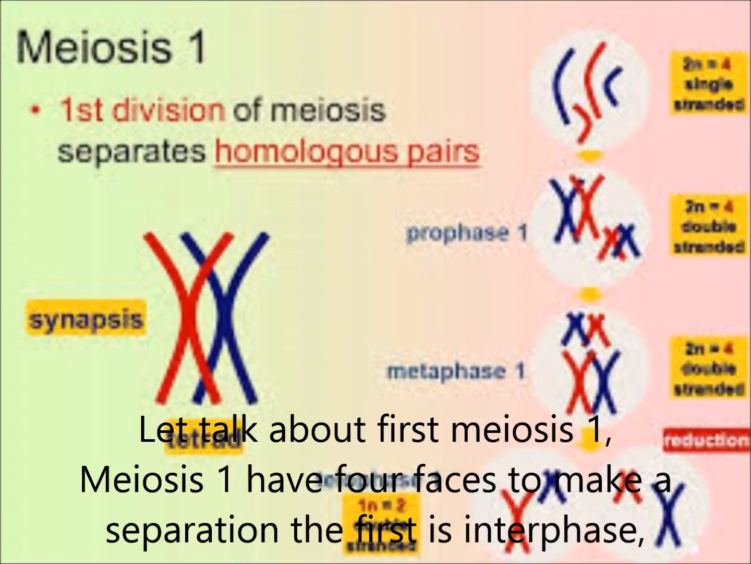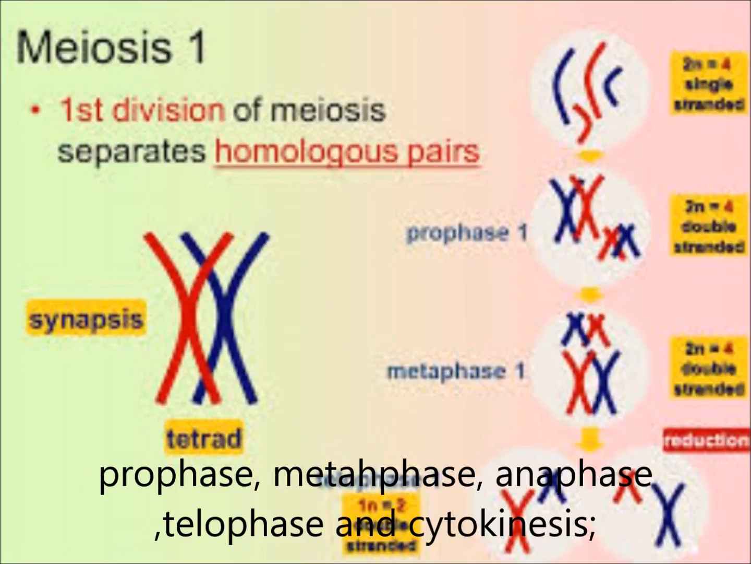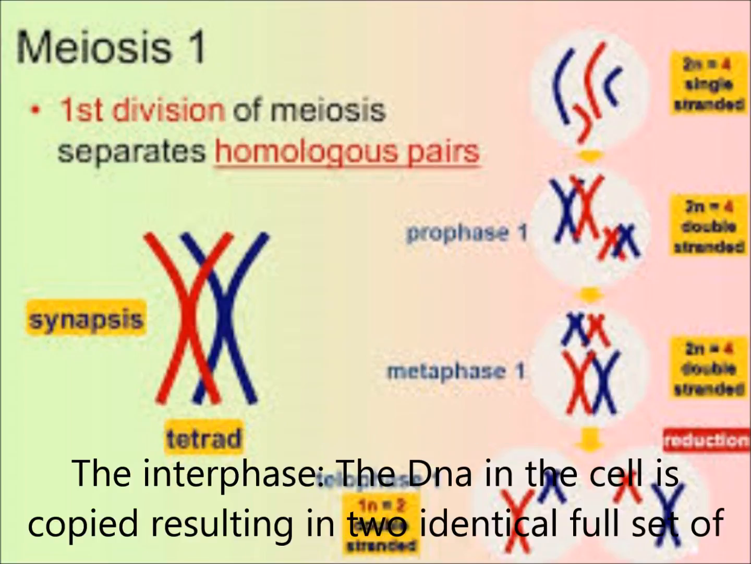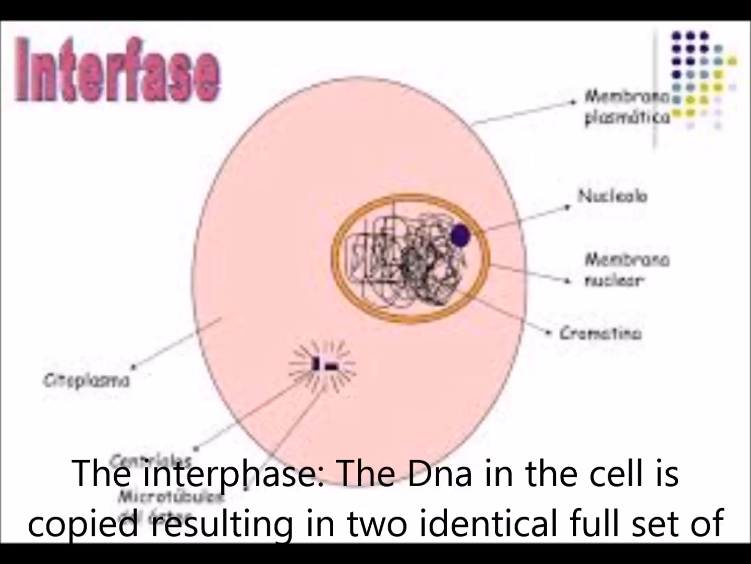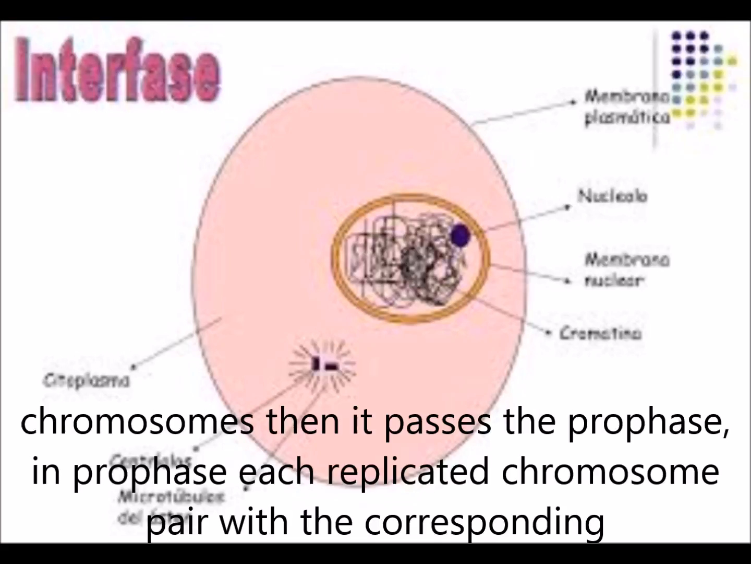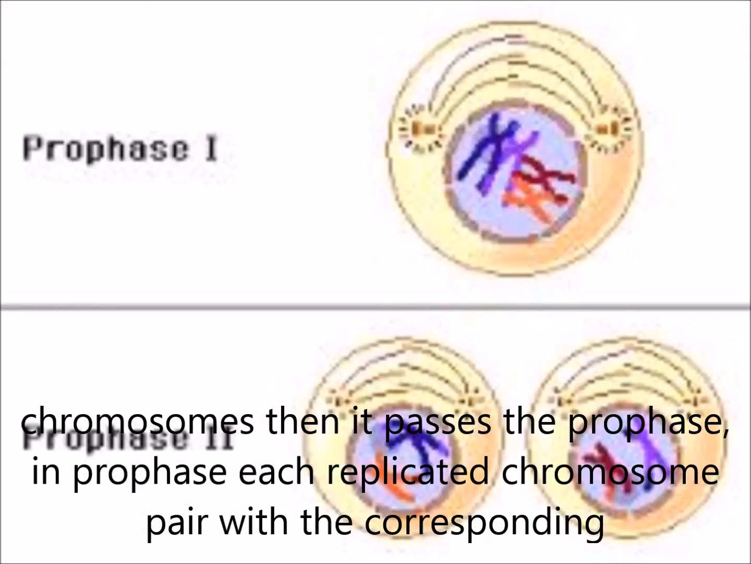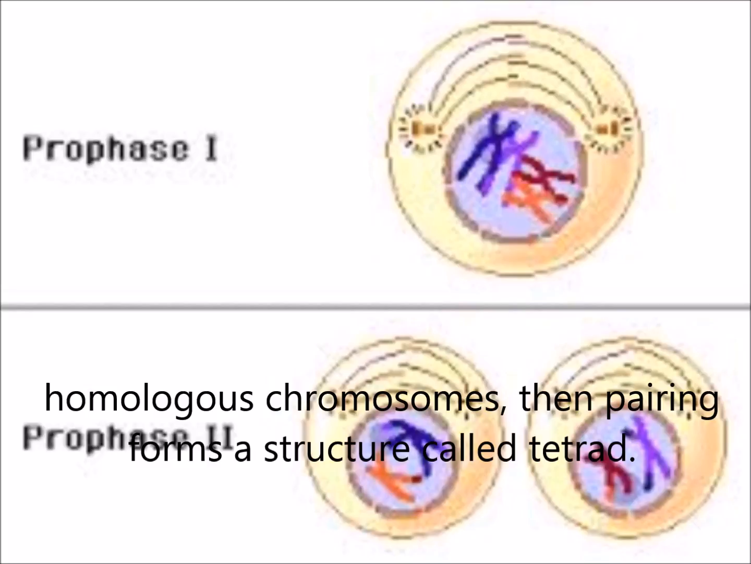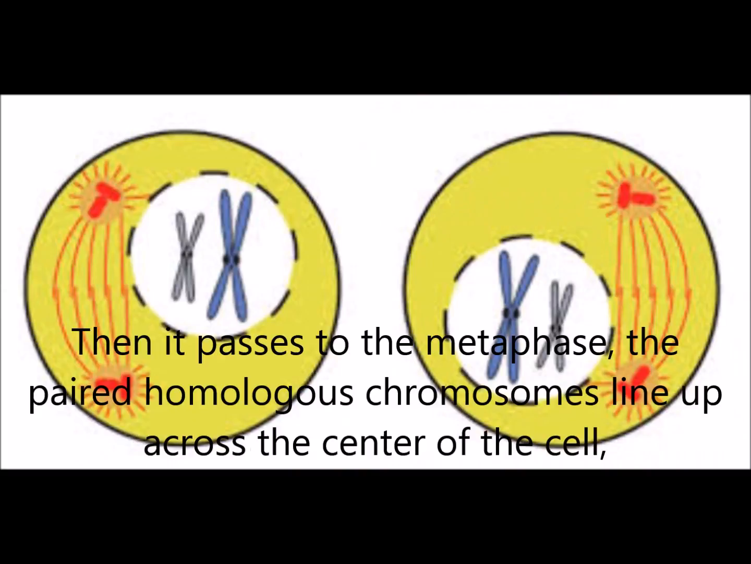These phases are interphase, prophase, metaphase, anaphase, telophase, and cytokinesis. Interphase is when the DNA is copied, resulting in two identical full sets of chromosomes. Then they pass to prophase, in which each replicated chromosome pairs with the corresponding homologous chromosome. They pair to form a structure called a tetrad.